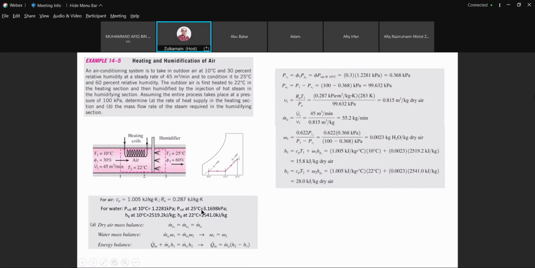Hg1: we got the vapor pressure Pv1 of 0.368, water vapor Psat at 10 degrees C. Meaning that the value of Hg1 is at 10 degrees C. This is the value, and this is the Hg at 22 degrees C for H2. 2441, I think it's right here. Yes, this is Hg at 22 degrees C.